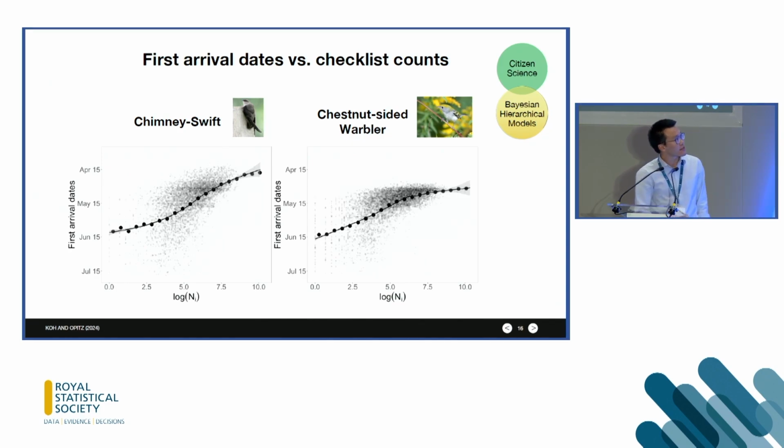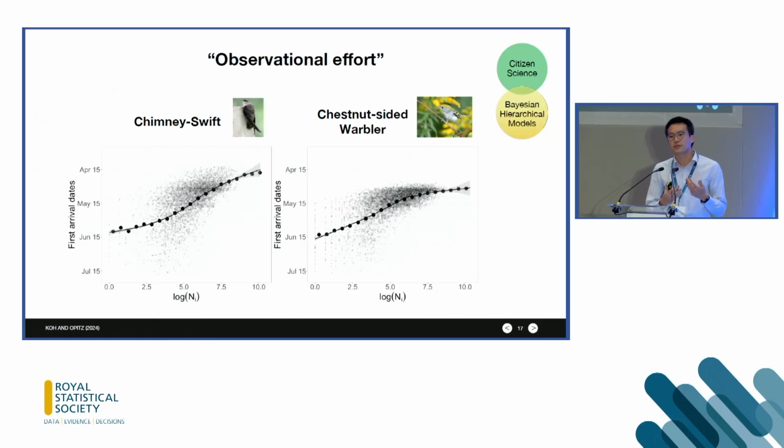The third thing is that with the pixel years with the lowest number of checklists, we tend to have a later first arrival. Which begs the question, is this because we just didn't do enough checklists in that pixel year, or is it really because of the phenology of the species? And that's related to this idea of observational effort, which we really want to capture.